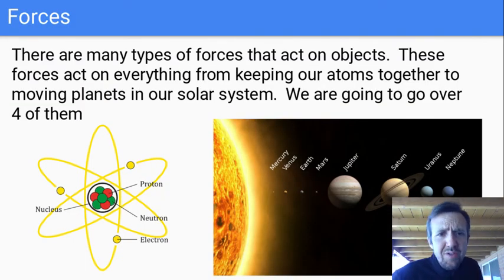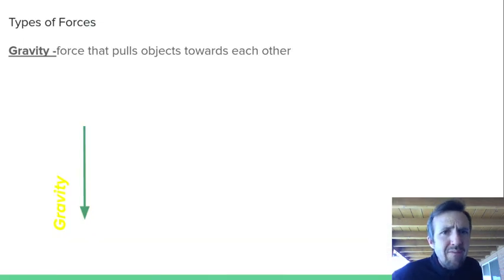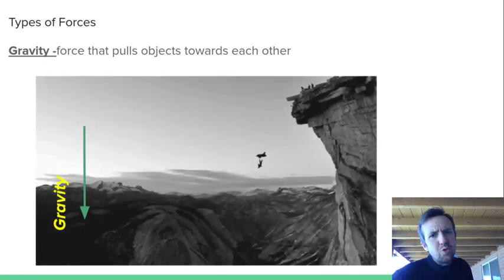Here are four different forces that we will be talking about. Forces work on everything. Here are four of them. Gravity is a force that pulls objects towards each other. Since the mass of Earth is so big, it pulls you towards it. So gravity pulls you towards Earth.